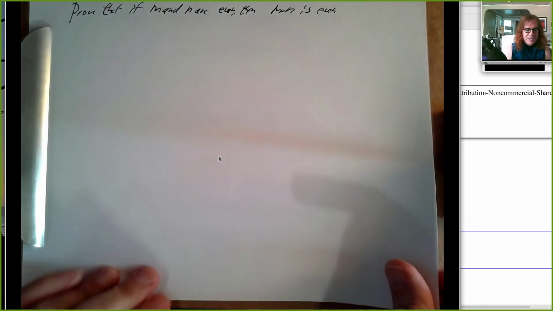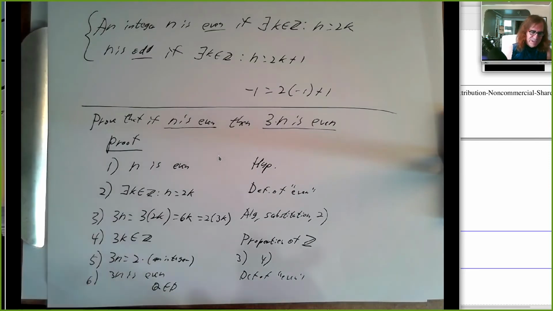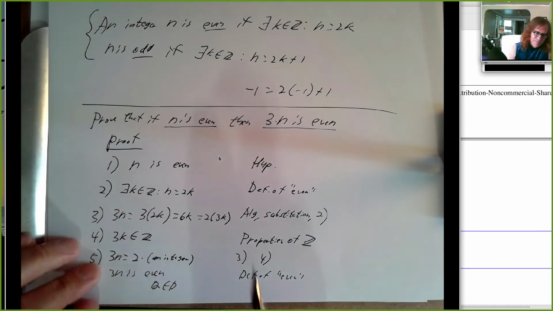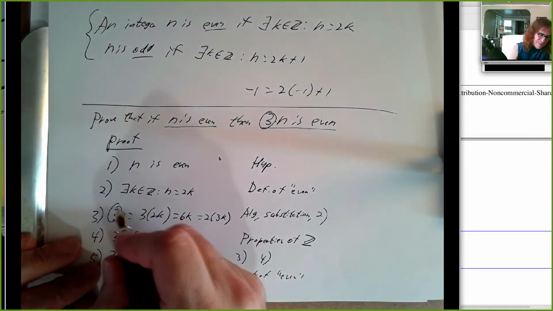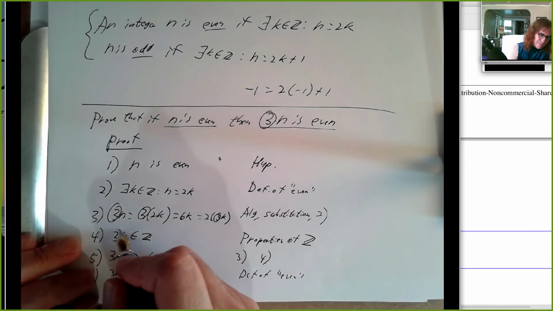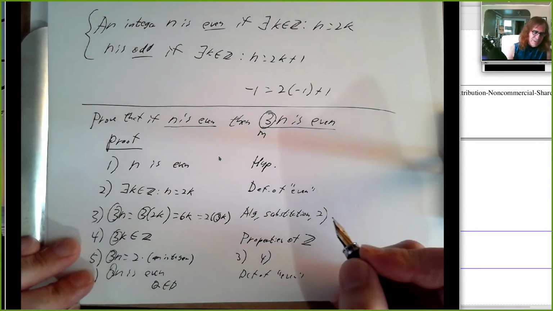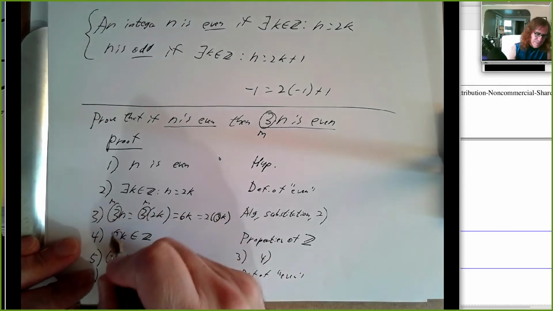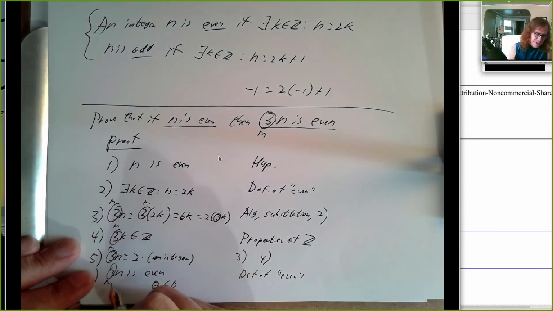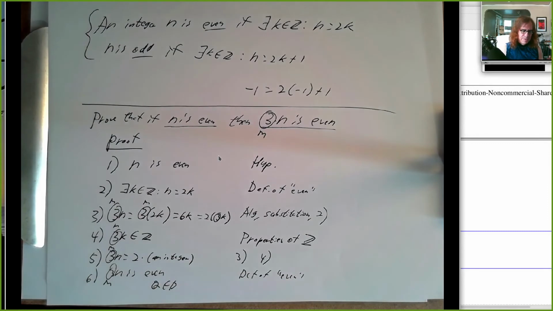Okay, prove that if m and n are even, then m times n is even. Well, in this proof that we did, this 3 just kind of came along for the ride. I can do this exact same proof with an m in here, and you should work through this on your own. When I do that, I'm going to end up with m times n is even.